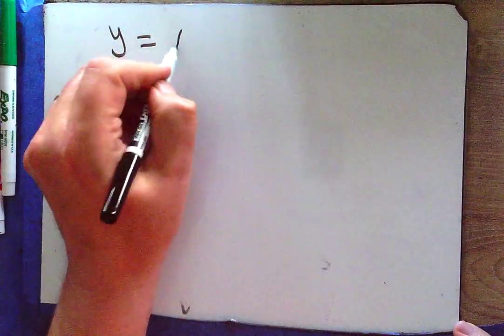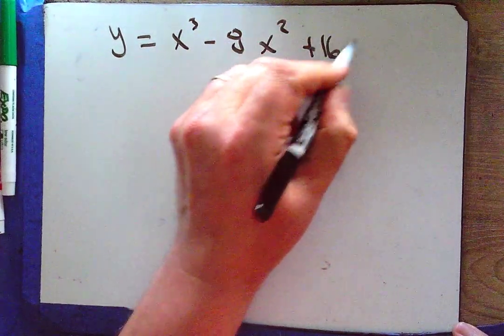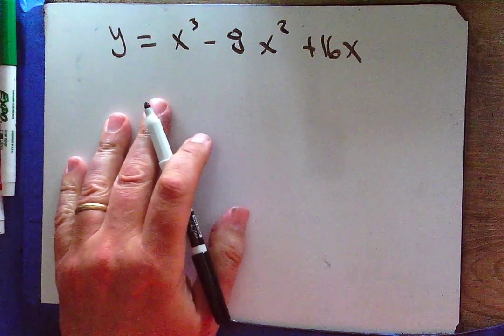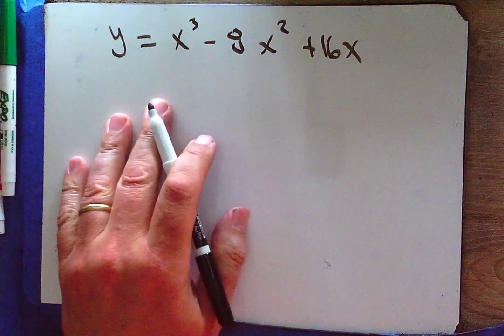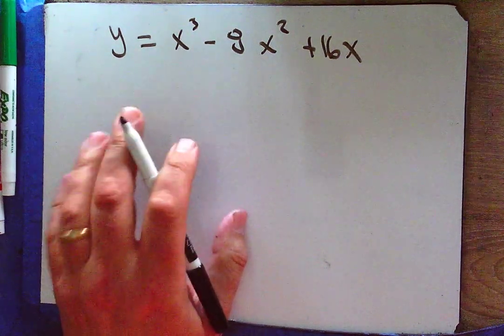Now, what about this one? Y equals x to the third minus 8x squared plus 16x. Can you graph that one for me? Give it a try. Come back when you're done.